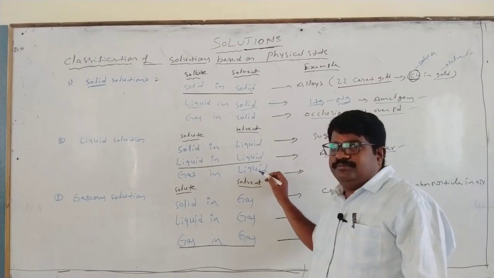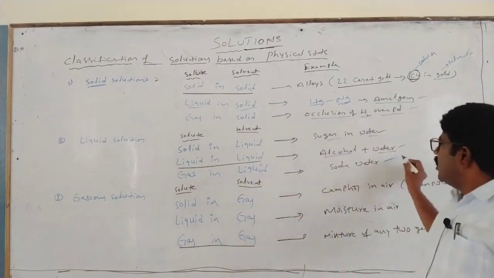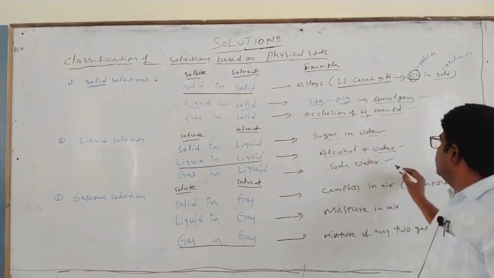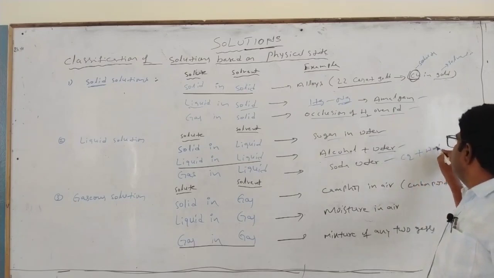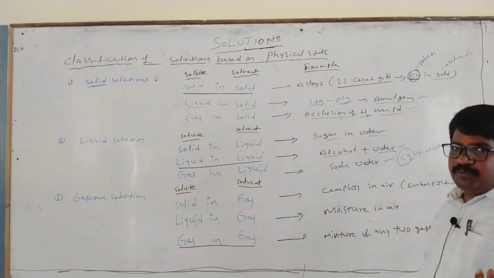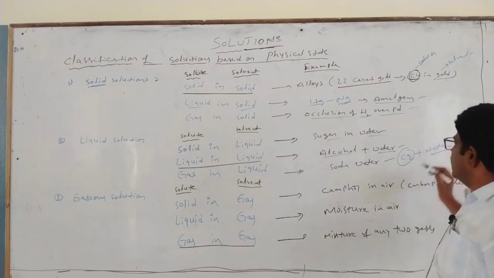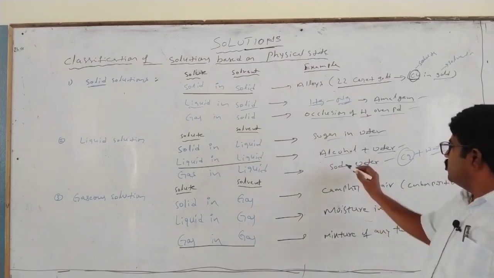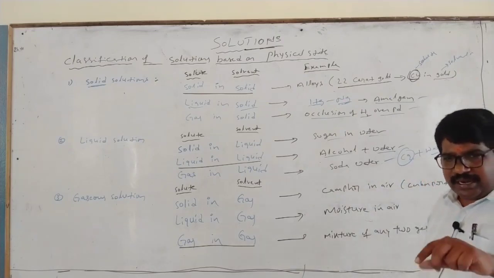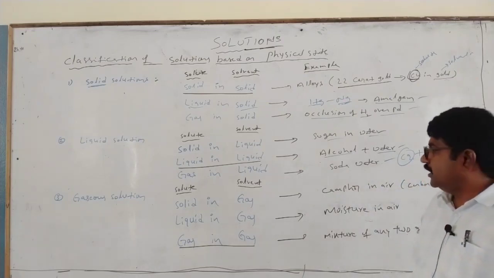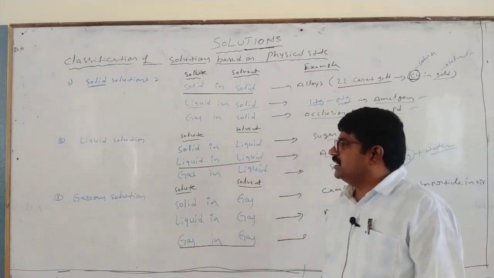Gas in liquid. That is an example of soda water. Soda water means what? Carbon dioxide with water, no? Carbon dioxide is less in proportion. Water is what? Large in proportion. That is soda water, a mixture of carbon dioxide and water, sealed under high pressure. Okay na? So these are the liquid solutions.